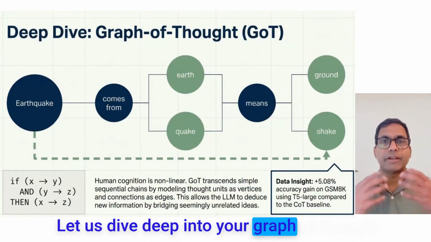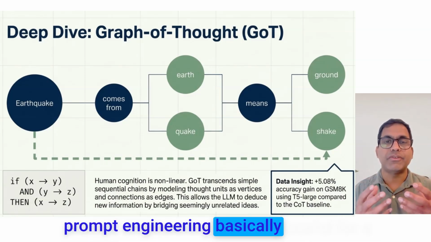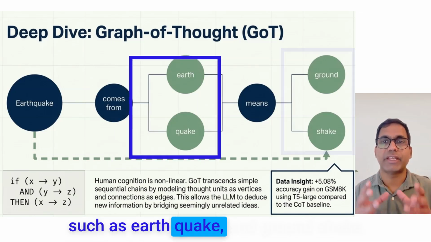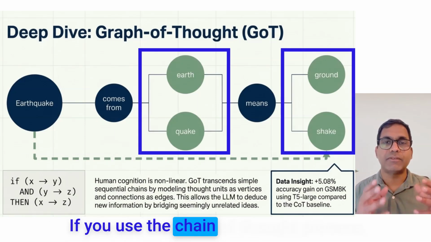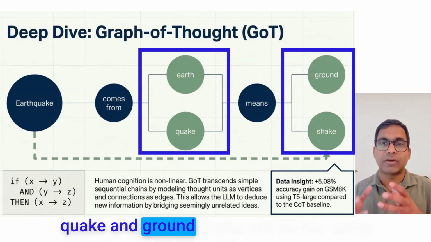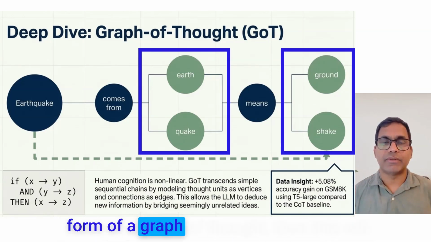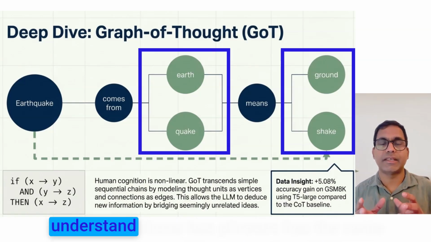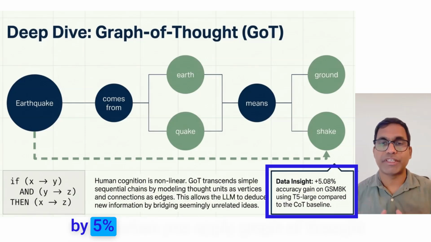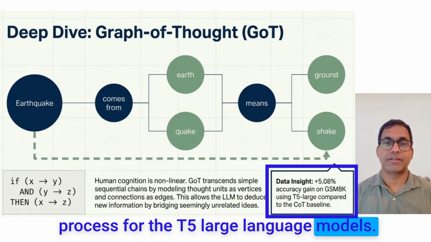Let us dive deep into graph of thought prompt engineering. Graph of thought prompt engineering is basically useful for a non-linear representation of analogical terms such as earthquake and ground shake. If you use the chain of thought process, it cannot tell that the meaning of earthquake and ground shake is the same. If you use the non-linear fashion in the form of a graph of thought, then it will understand those two phrases have the same meaning, and that improves the data insights by 5% when you apply the graph of thought process to T5 large language models.